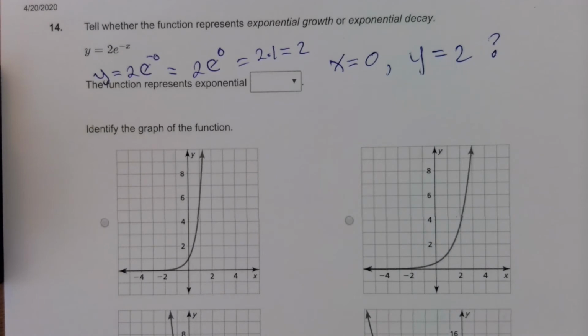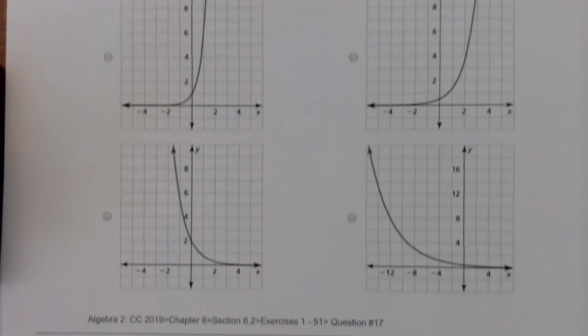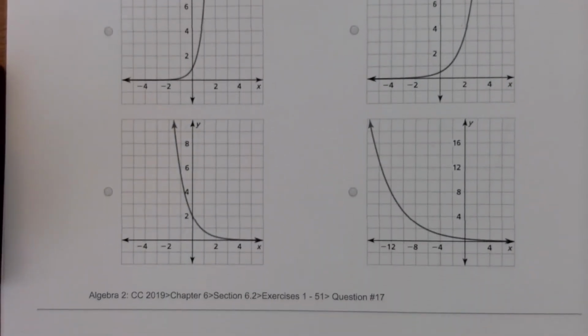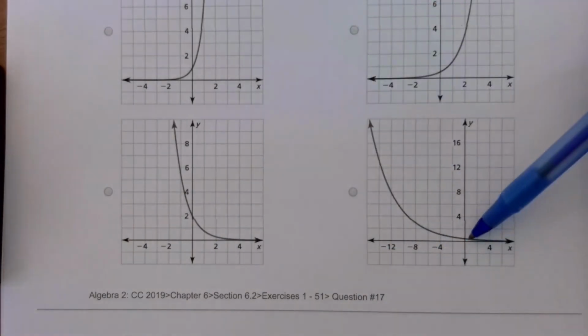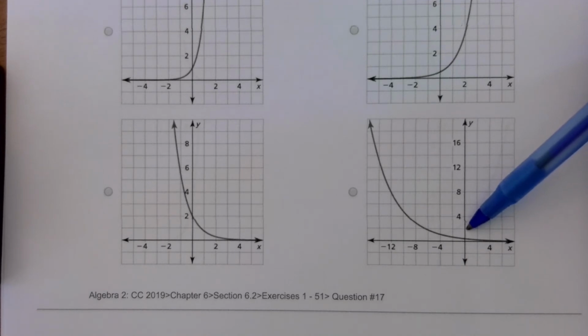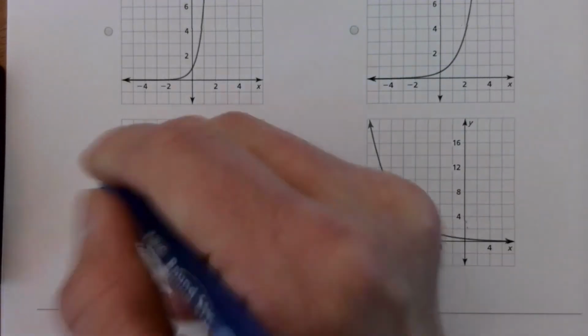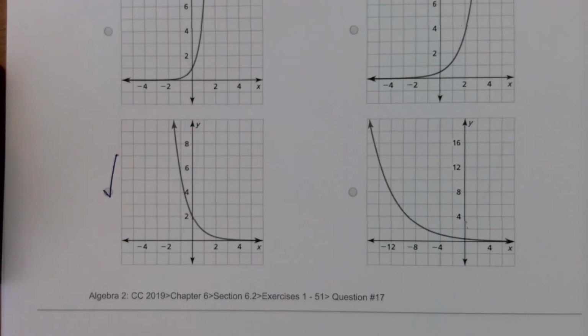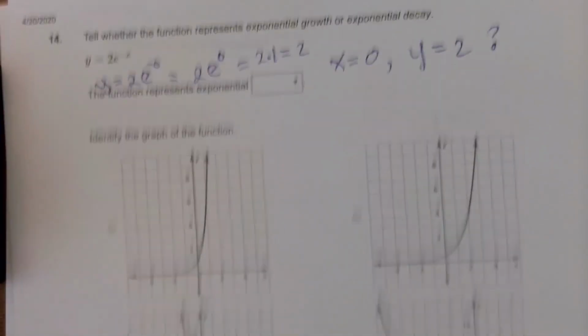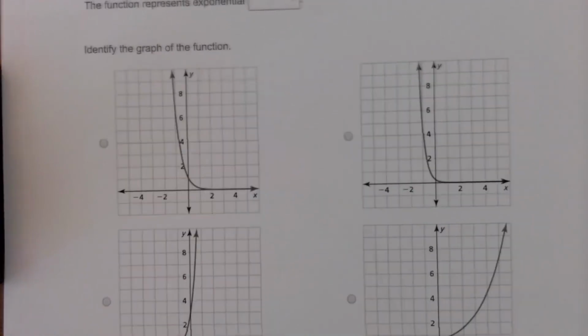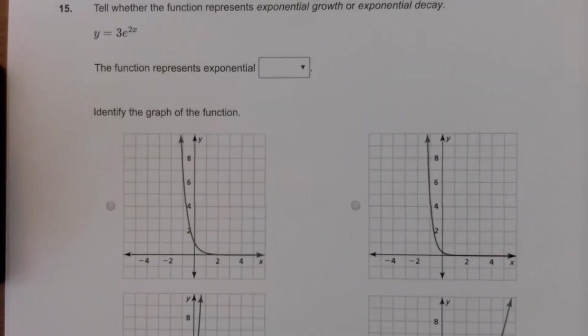Well, which one of the graphs down here has got the point 0, 2? Clearly this one. Not that one. On this graph, 0, 2 is here. And the curve misses it. You should pick that answer. Let's do one more.